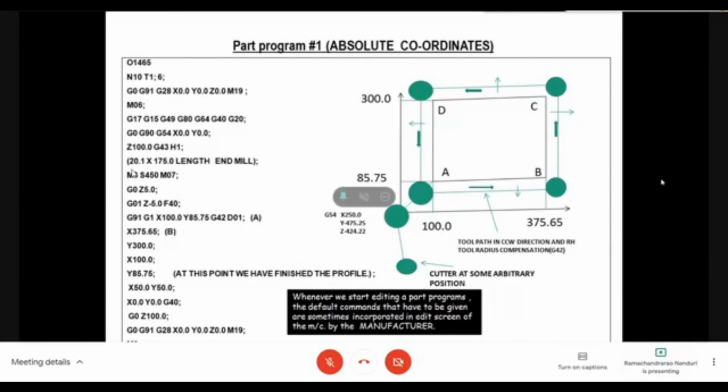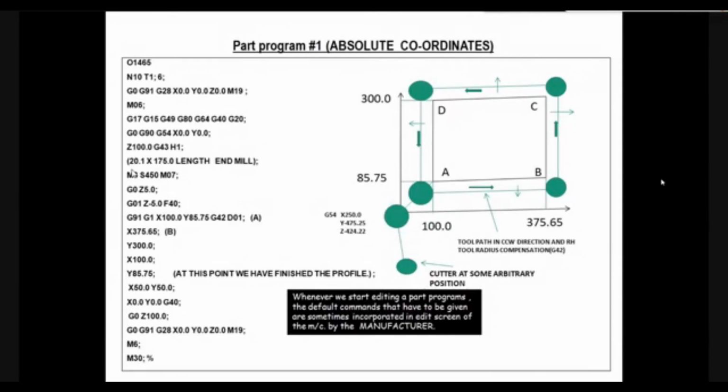Okay. And the next line is given between brackets. That means diode 20.1. I have diode 20.1 into 175 length end mill. That means I am going to use an end mill of diode 20.1 and 175 mm length. So whatever is given within brackets is treated as a comment statement in part programs. It is not a command.